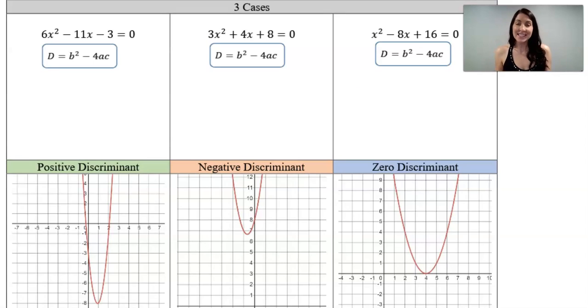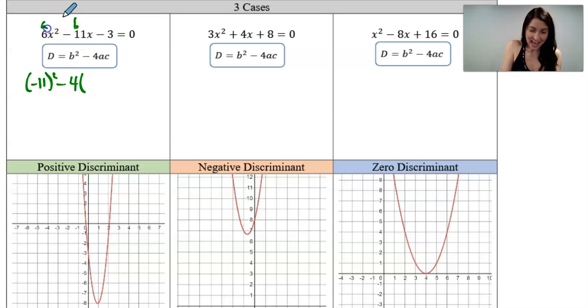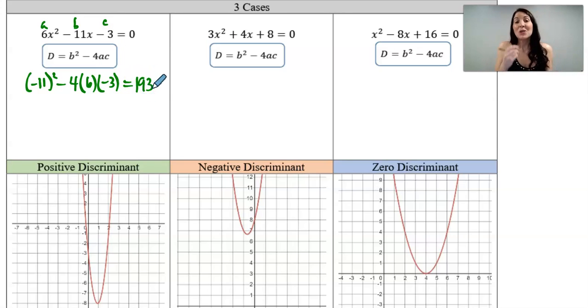So the first case, let's say I have the quadratic equation 6x squared minus 11x minus 3. We'll define the discriminant. I would take b squared, which would be negative 11 squared, minus 4 times the a value times the c value. And when I simplify that, I get a discriminant of 193. Notice in this case, I have a positive discriminant.